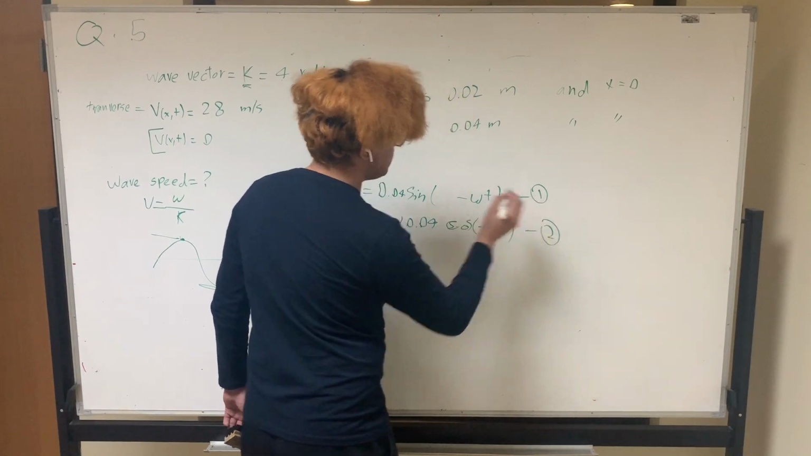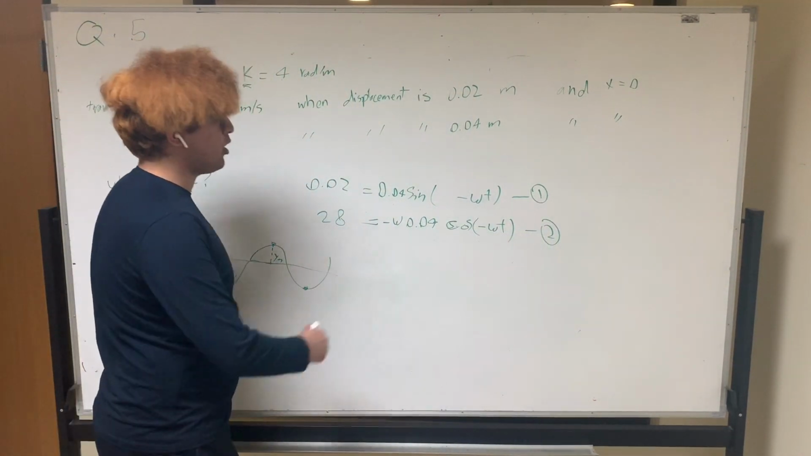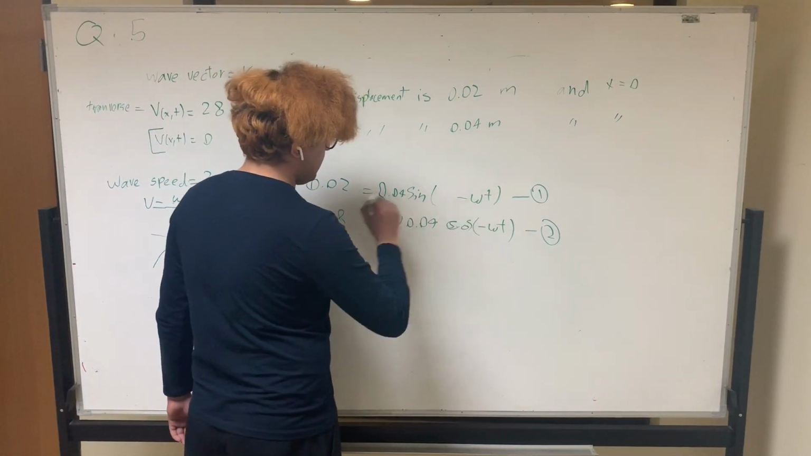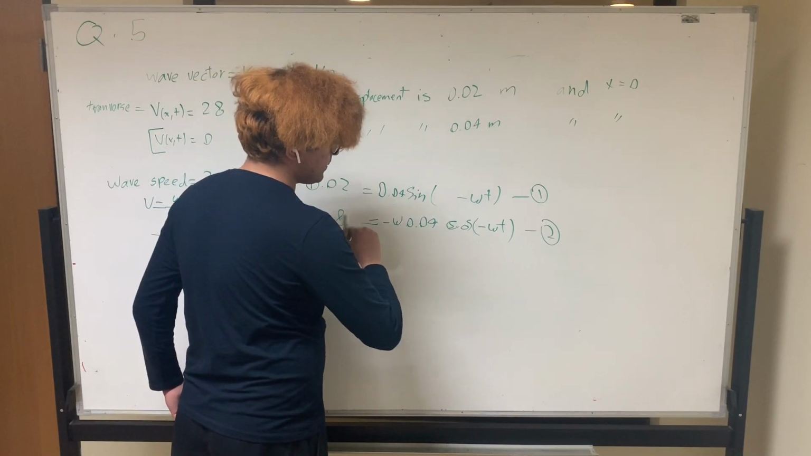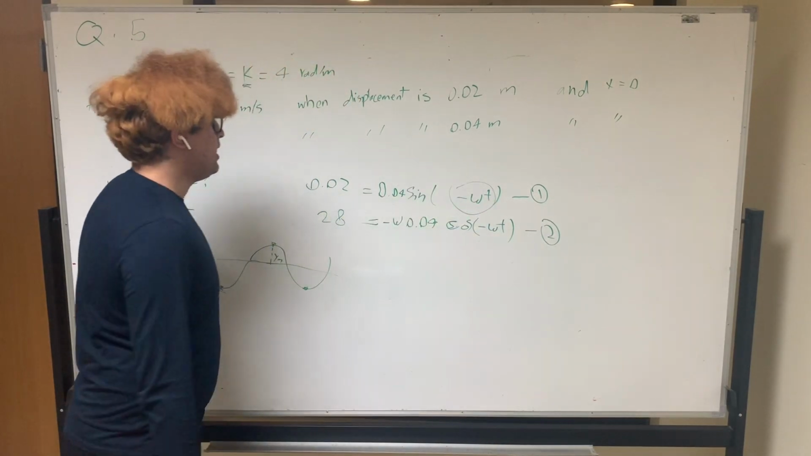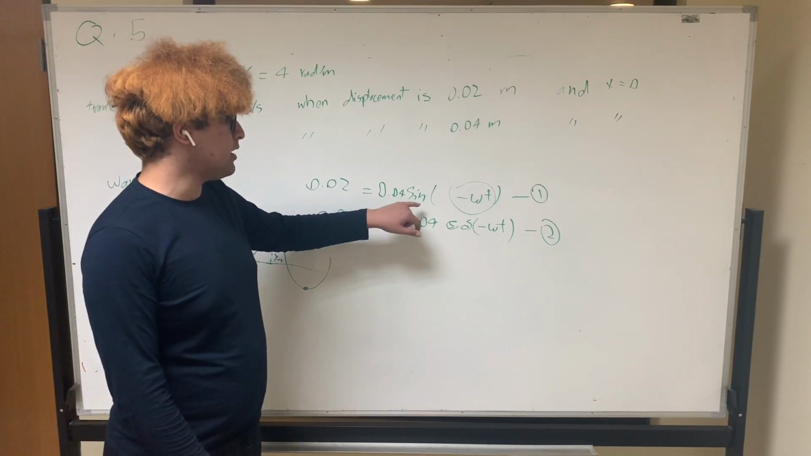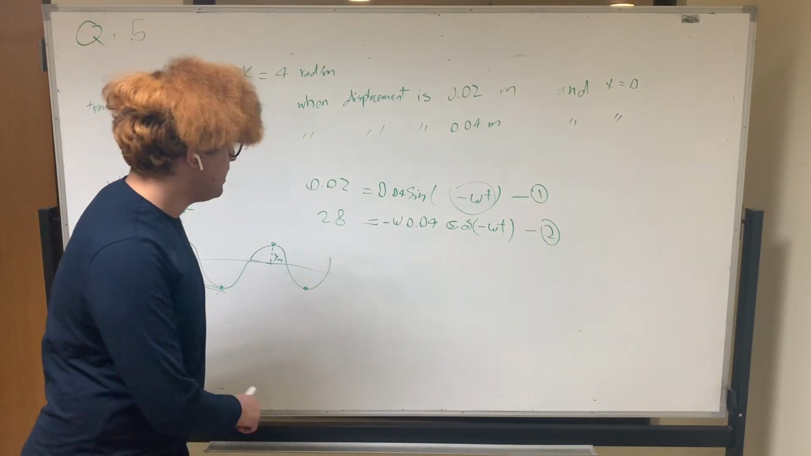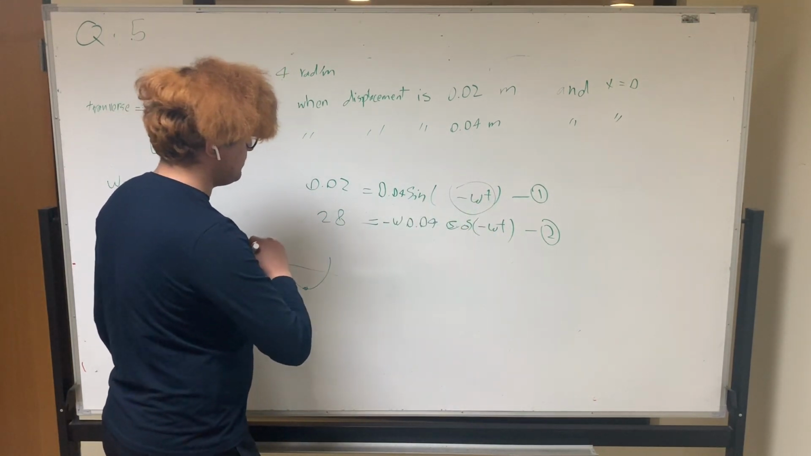And this here is our second equation. Okay, now let's solve this value. I mean, we can't solve for omega only, but we can solve for the argument of sine, because we're given this number and we're given this number, and we can plug sine inverse into our calculator, and we can get this number, the whole negative omega times t.